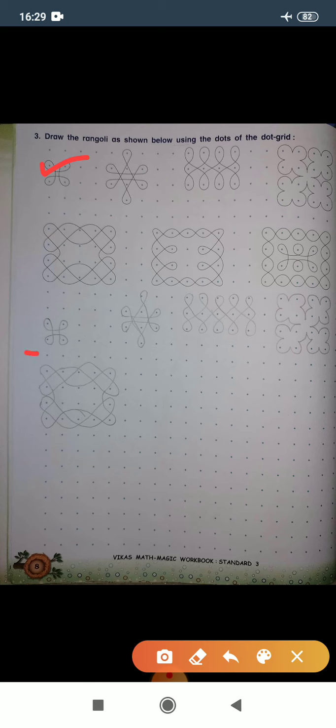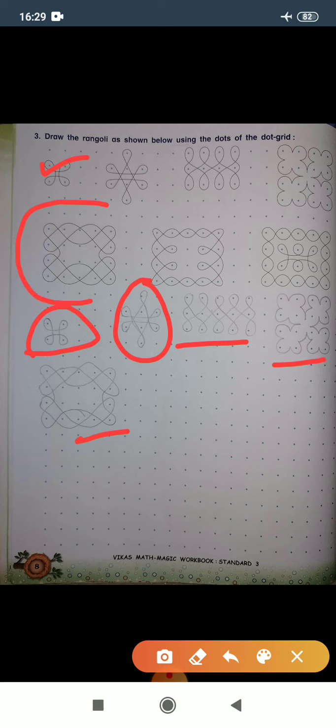So with the help of these given figures we can draw rangolis. So you can see here I have drawn 1, 2, 3, 4 and 5. 5 rangolis I have drawn. So you can observe the figure from here and the same rangoli can be drawn in other dotted lines. This question also we had already done in textbook.